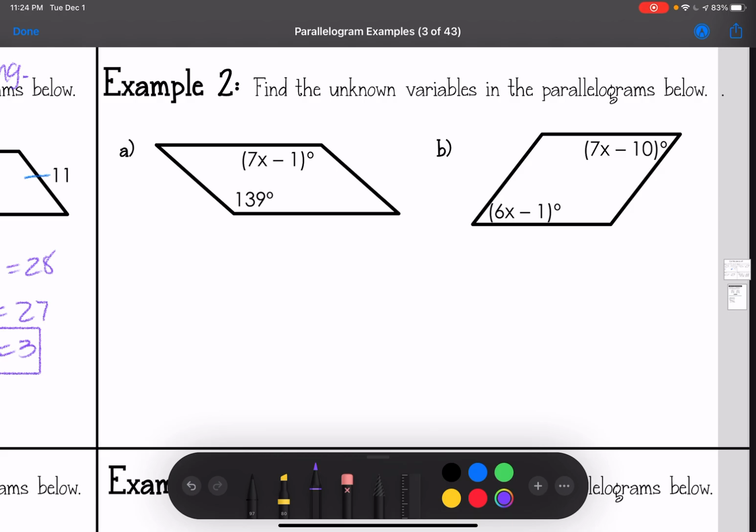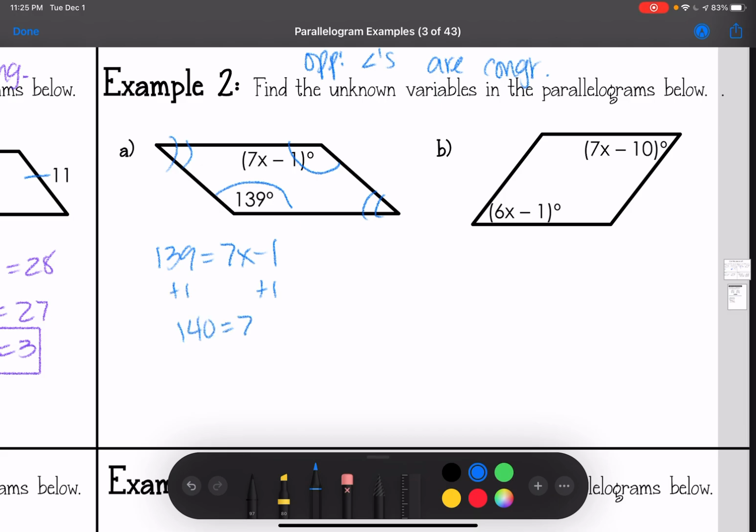This says that the opposite sets of angles are going to be congruent, and that's which theorem we're going to be using there. All right, so we're going to find the unknown variables in the parallelograms by noting that these two are congruent, as are both of these. So we get 139 is equal to 7x minus 1. Well, that's pretty easy. Add 1 to both sides. We get 140 is equal to 7x. And so x is going to equal 20.